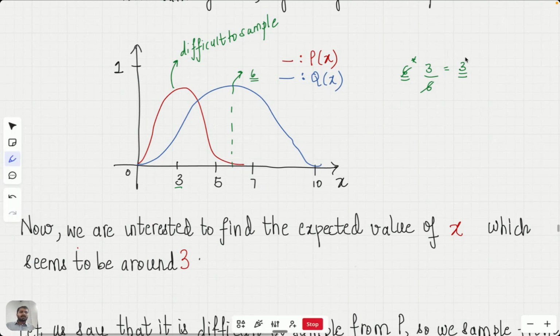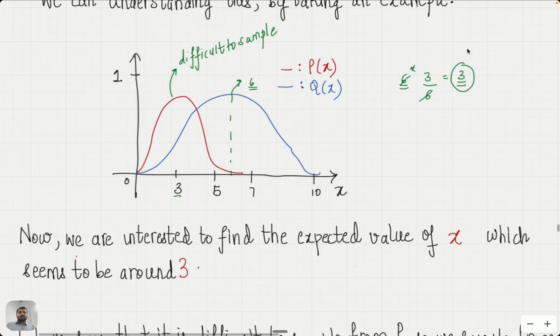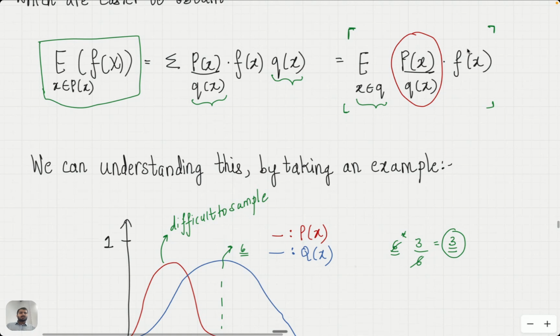And after importance sampling, we get the correct expected value without sampling from the original distribution p of x. Now this is exactly what this formula tells you. This formula tells you that okay, you want to calculate the expected value by sampling from p of x, but that is not available. So you sample from q of x and you multiply the function by p of x divided by q of x, and you will get your original expected value.